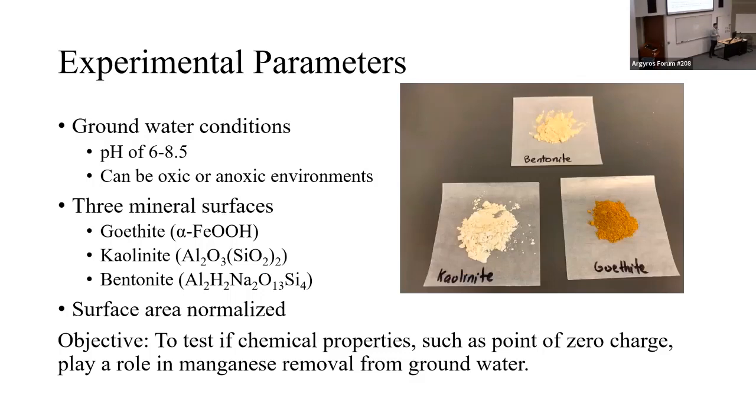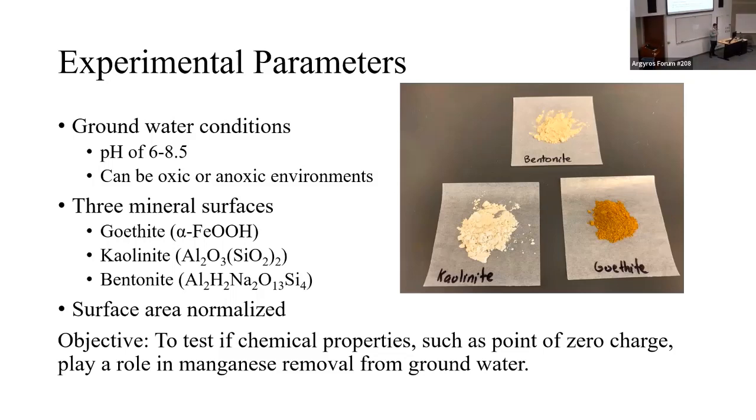Going over some experimental parameters, as I mentioned earlier, I'll be using groundwater conditions. Groundwater has a pH between 6 and 8.5, and it can exist in oxic and anoxic conditions. I will also be using three mineral surfaces. One of them is goethite, which we've heard a lot about today. Goethite is an iron oxyhydroxide, and is very common in the environment, and that's the reason why I'm using it. It also has a very high surface area. The other two I'll be using are kaolinite and bentonite. They are two different types of clays, and I will be using them for the very same reasons, because they are very common in the environment, and they also have a very high surface area.